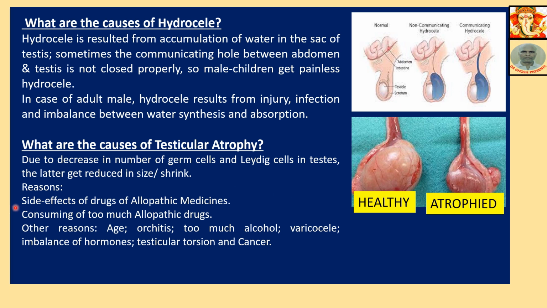A true reason is the side effects of drugs, consuming too much allopathic medicine. Other reasons are age, that is, in old age the testes atrophy automatically. Orchitis is a disease. Too much alcohol. Varicocele is a disease. Imbalance of hormone. Testicular torsion is a disease. Testicular cancer is a disease. So there are so many diseases which can produce testicular atrophy, among them orchitis, varicocele, testicular torsion, and cancer.